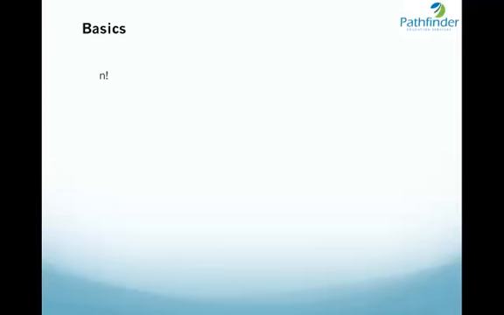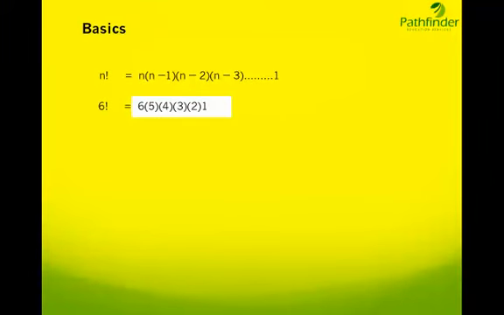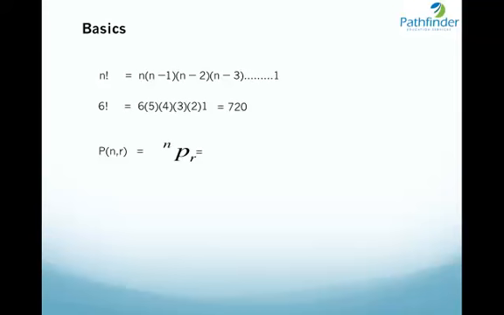But before the basic questions, we must know that factorial n is equal to n into n minus 1, into n minus 2, into n minus 3, and so on till 1, which is basically a continued product of all natural numbers from 1 to n. So factorial 6 is equal to 6 into 5 into 4 into 3 into 2 into 1, which is equal to 720. nPr, the permutation of n things taken r at a time, is equal to factorial of n upon factorial of n minus r.